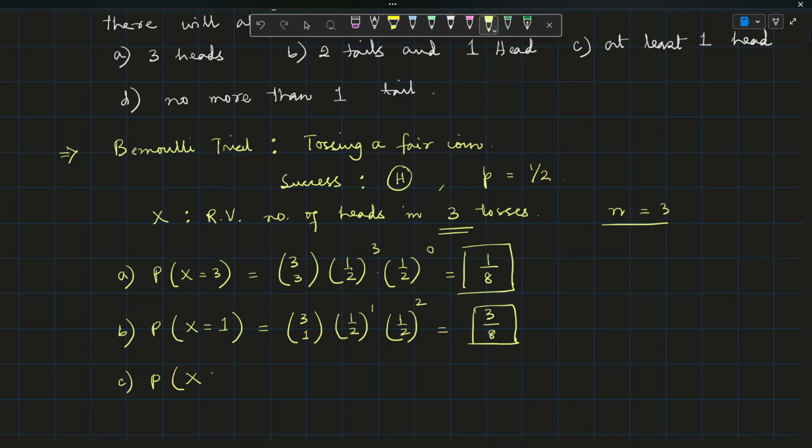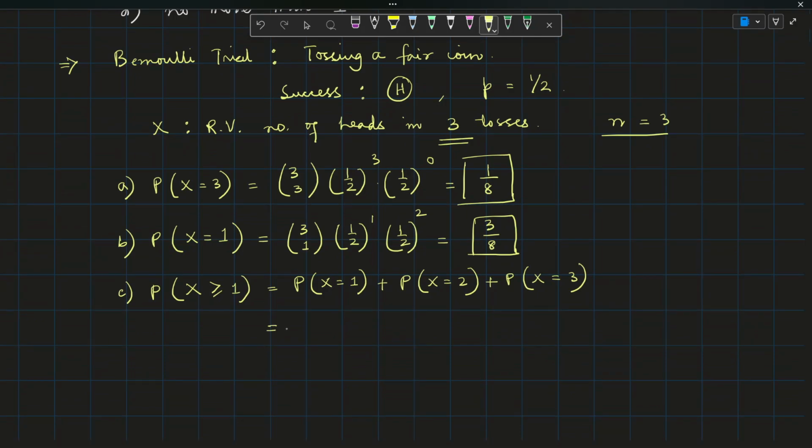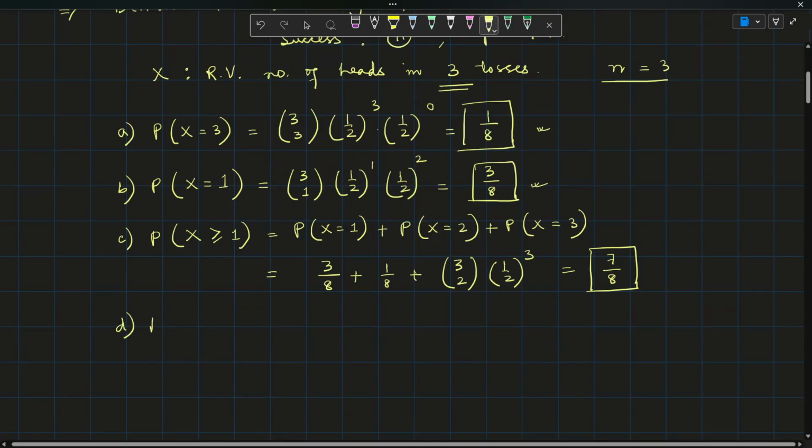C is the probability of at least 1 head. That means we can write it as x greater than or equal to 1. So that is equal to probability x equals 1 plus x equals 2 plus x equals 3. We have already seen probability x equals 1 is 3 by 8 and x equals 3 is 1 by 8, and for probability x equals 2 we are just using the formula, and by calculation we will get 7 by 8.